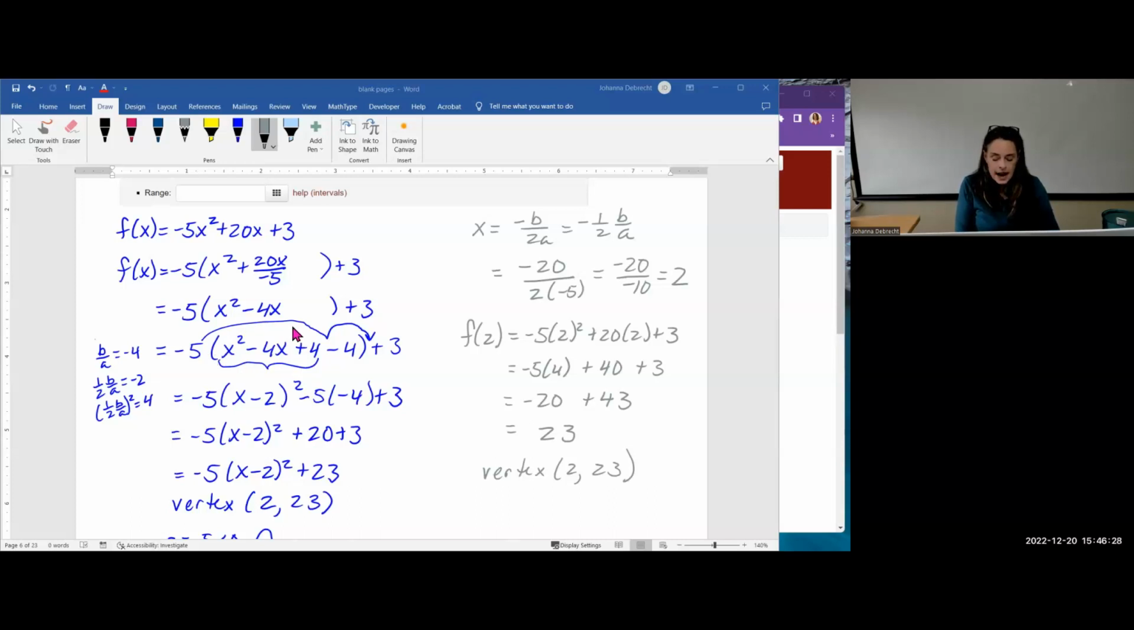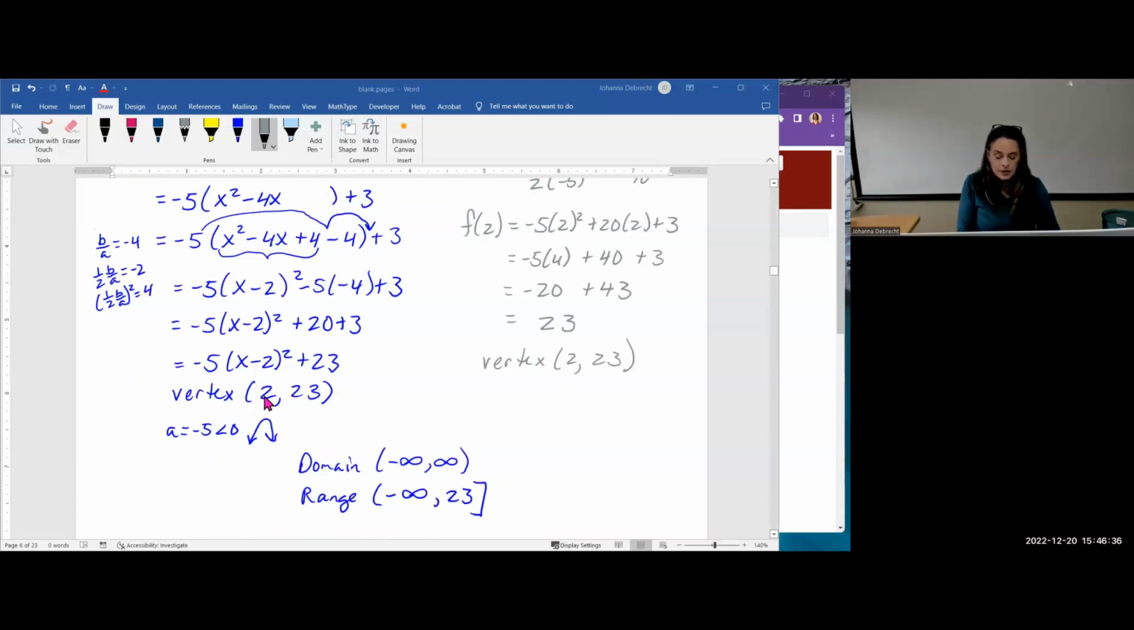And then I balance out the compensating factor by taking a -5 times a -4. Now, when I combine all of this, I end up with the vertex of (2, 23). Now, this problem is a little different than the ones we've looked at in the past. A is -5, so it's negative, which means that it has to open down, which means the vertex is the highest y value. No y value above that ever gets used.